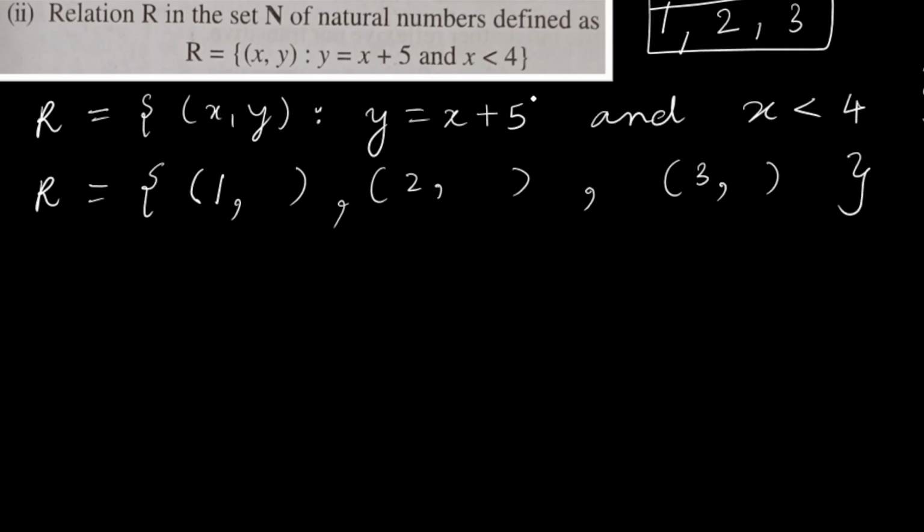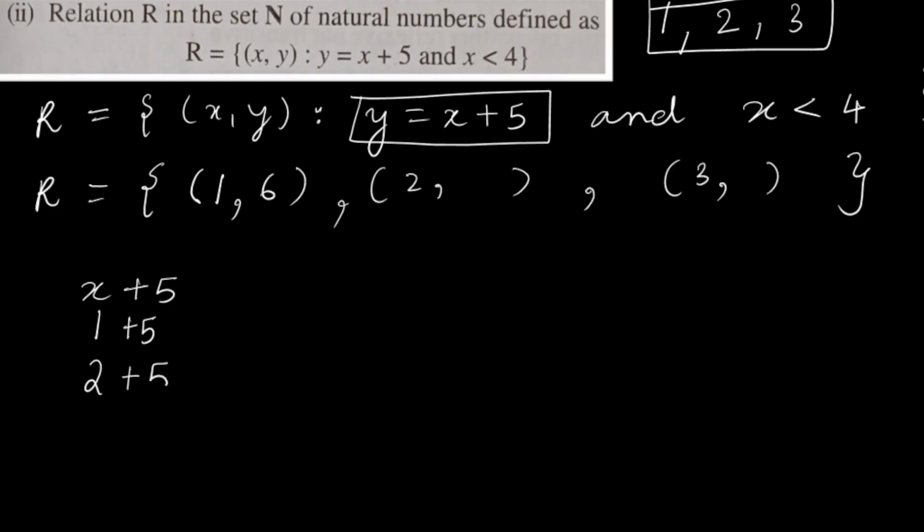Now y is equal to x plus 5. So with the help of this one, I will be getting y's value. So x plus 5. So first x is 1. So 1 plus 5 is 6. Then second is 2. 2 plus 5, x value I am just substituting here, is 7. Then 3 plus 5 is 8. Yes, I can write 1, 6. I can write 2, 7. And I can write 3, 8.